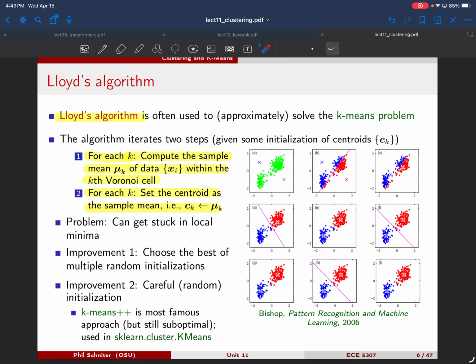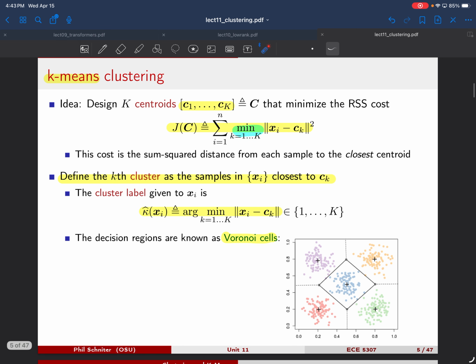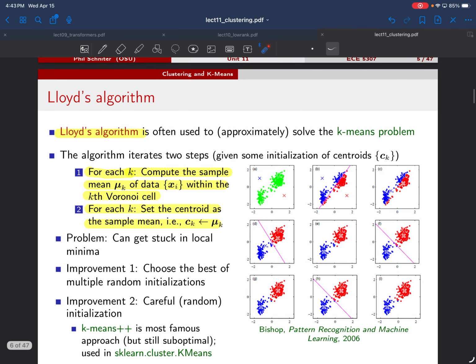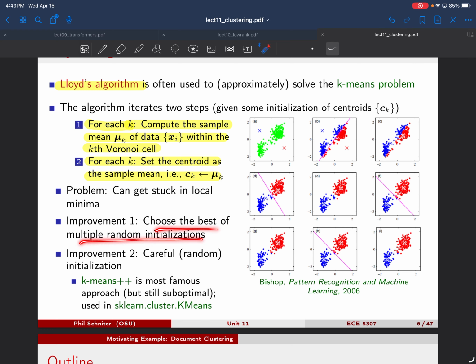So one strategy is just run this algorithm many times from different random initializations and compute this cost for each of those solutions, and then just choose the one which has the lowest cost. So that's one thing you can do, of course, at the expense of computation time.